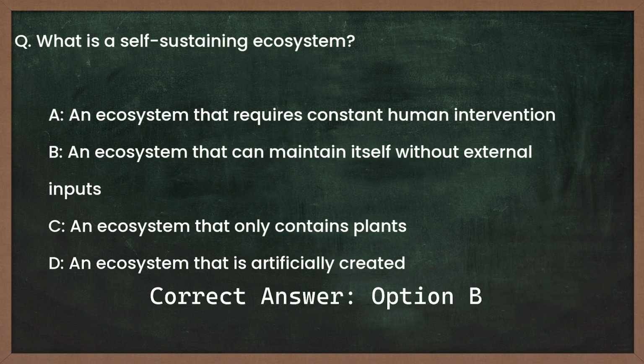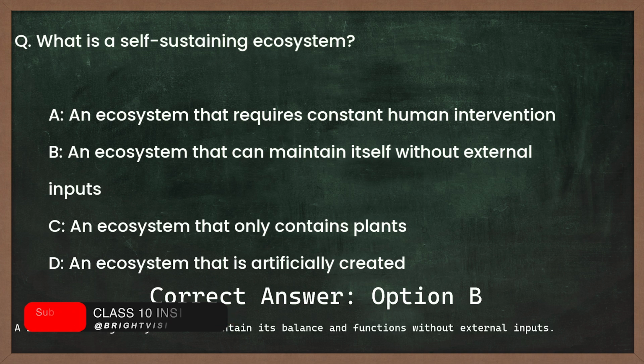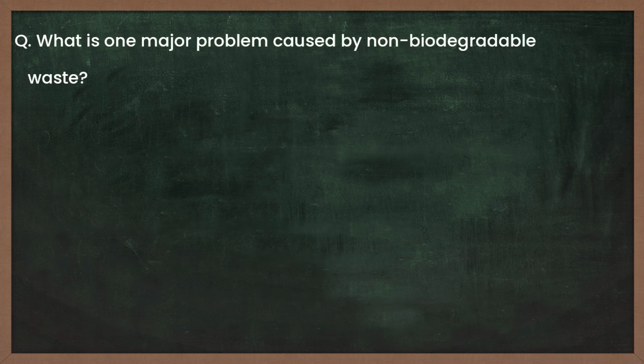The correct answer is option B, which is an ecosystem that can maintain itself without external inputs. A self-sustaining ecosystem can maintain its balance and functions without external inputs. Question: what is one major problem caused by non-biodegradable waste?